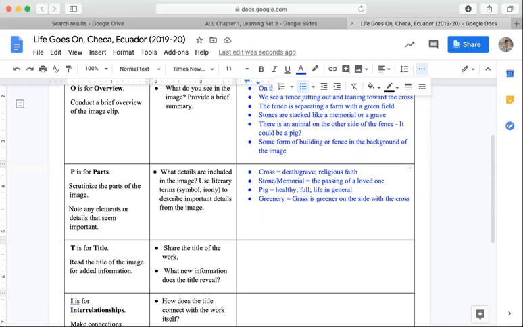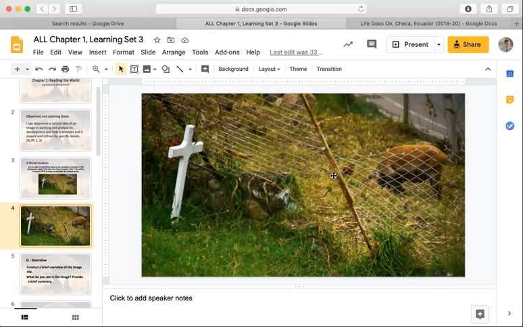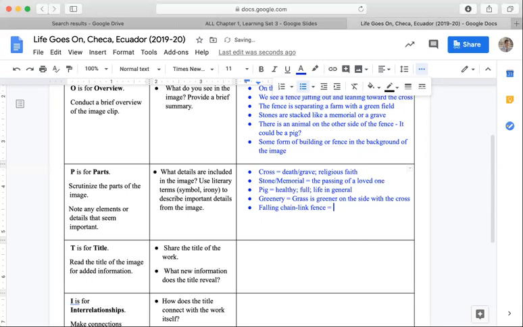The falling chain link fence, right? That fence that's leaning over this way towards the cross, leaning across those stones there. That could represent leaning towards death. Maybe the chains mean we are bound to death. Again, there's no right or wrong answers. We're just making some inferences based on what we see.